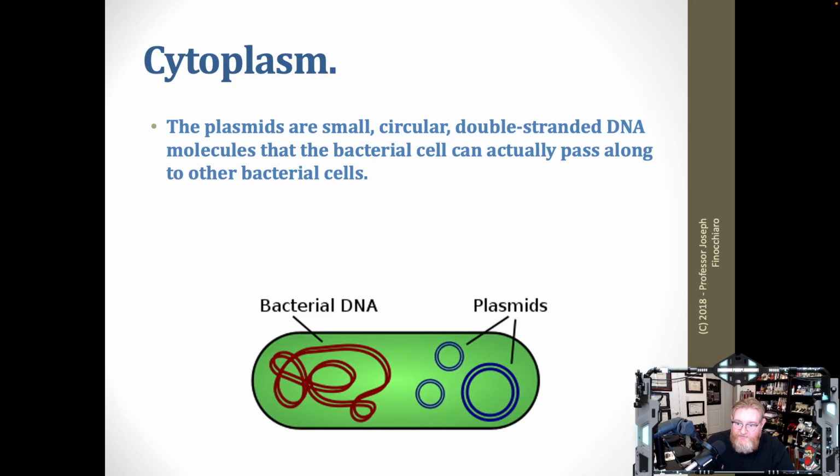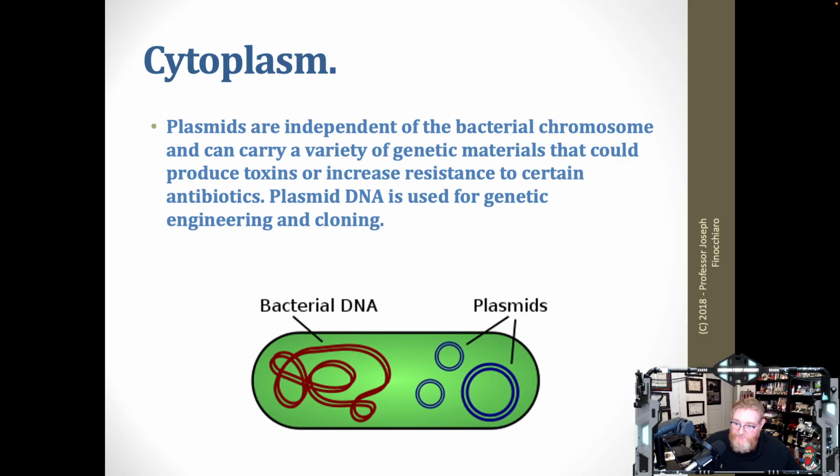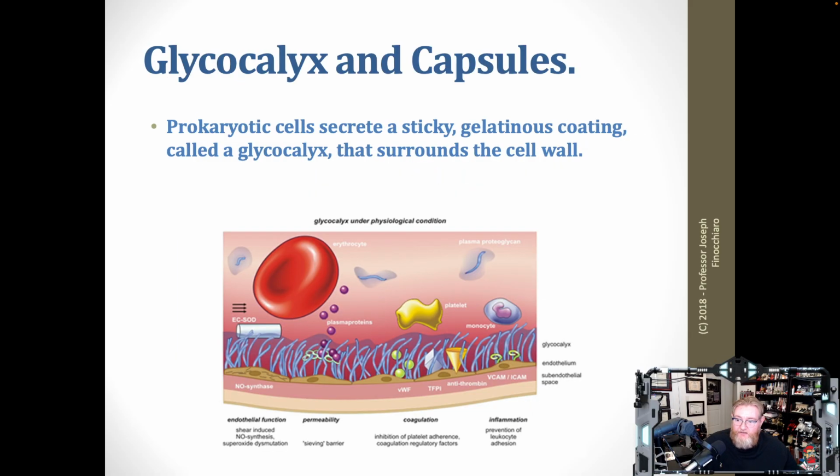The plasmids are small circular double-stranded DNA molecules that the bacterial cell can actually pass along to other bacterial cells. Plasmids are independent of the bacterial chromosome and can carry a variety of genetic materials that could produce toxins or increase resistance to certain antibiotics. Plasmid DNA is used for genetic engineering and cloning.